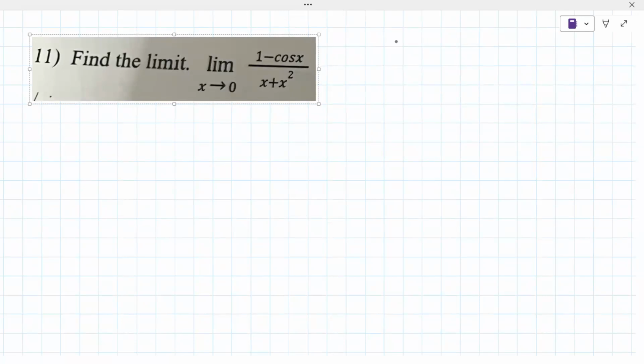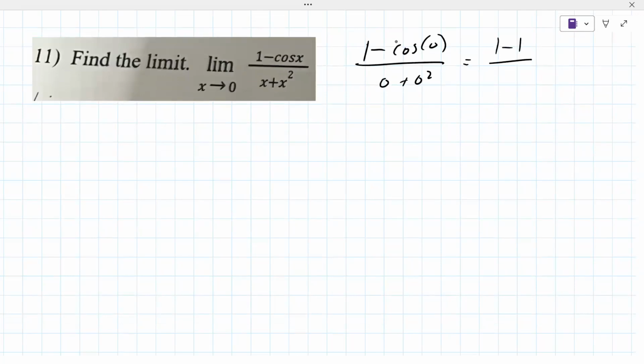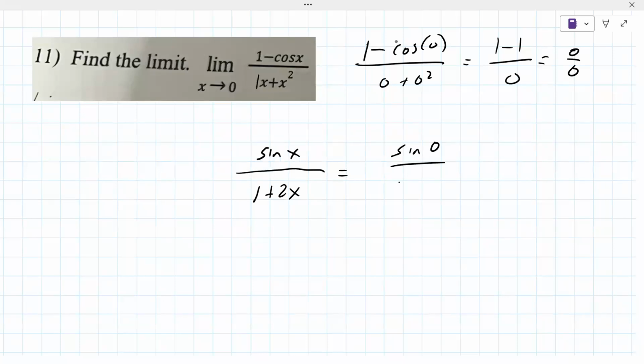Okay. So you start by evaluating at 0. More trig fun. Cosine of 0 is 1. So you end up getting 0 over 0. It's indeterminate form. So then you have to take a derivative of the top. Can you take the derivative of the top for it, please? Sine x. Okay. And then derivative of the bottom. 2x. What about the derivative of that? Oh, 1. Okay. This is sine of 0 over 1 plus 2 times 0, which is 0 over 1, so 0.